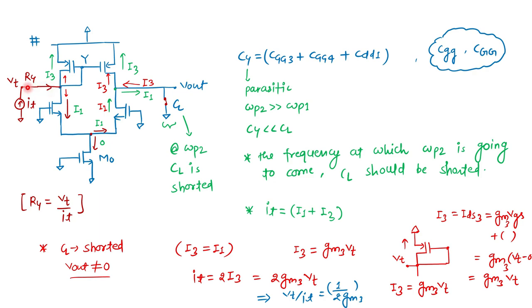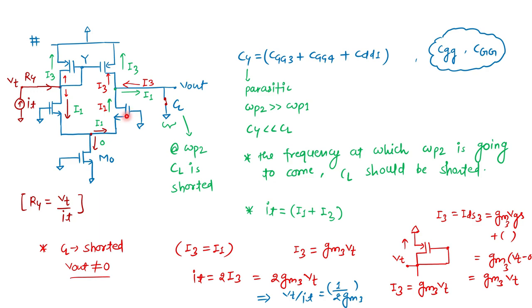So I have applied a test current source IT here, and I am observing the VT voltage. There VT by IT is going to be R_Y, and from that we can see what the pole is. The pole is nothing but 1 upon R_Y Cy at the node Y.